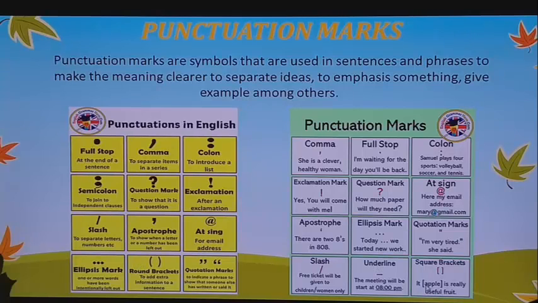For example, eat apple (is really useful fruit). And the last one, quotation marks, to indicate a phrase to show that someone else has written or said it. For example, "I'm very tired," she said.